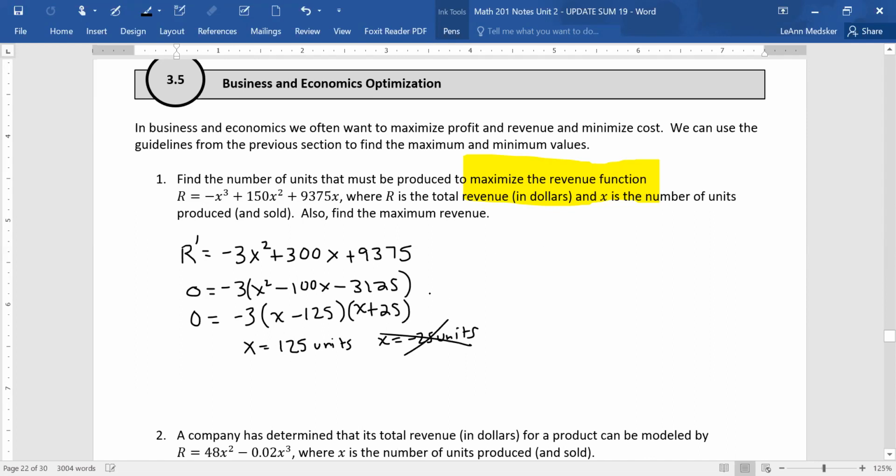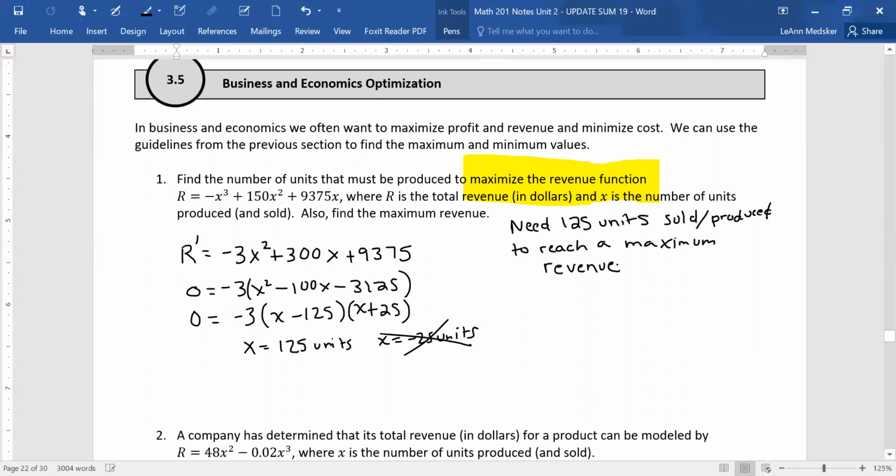So we need 125 units sold slash produced, since they use both words, to reach a maximum revenue, and we want to find out what that is.